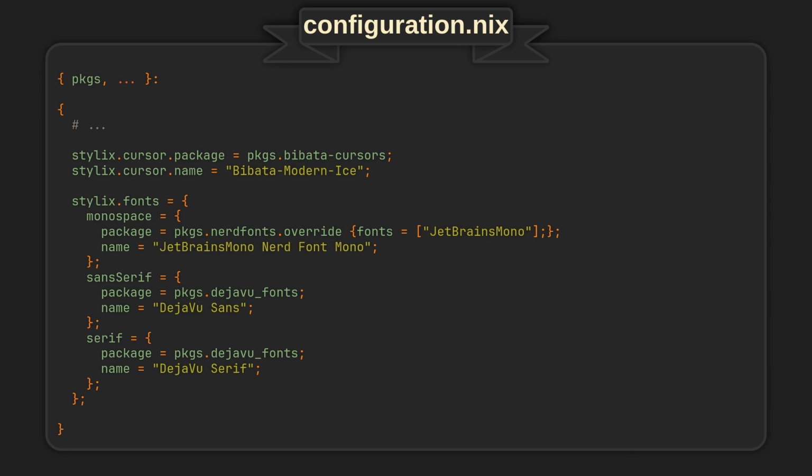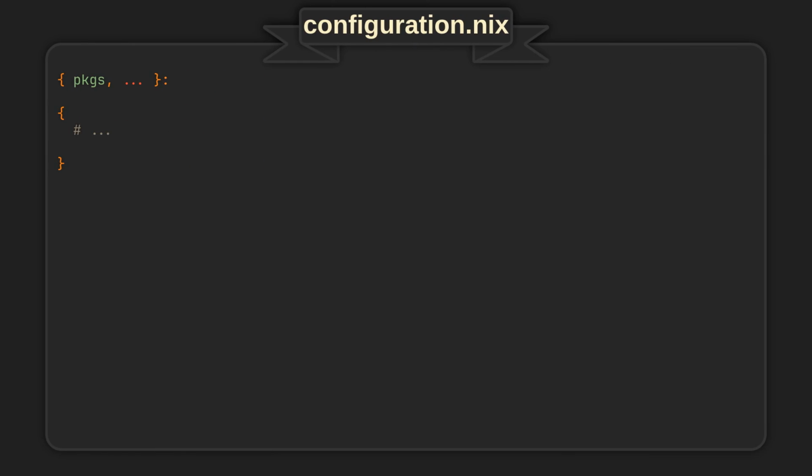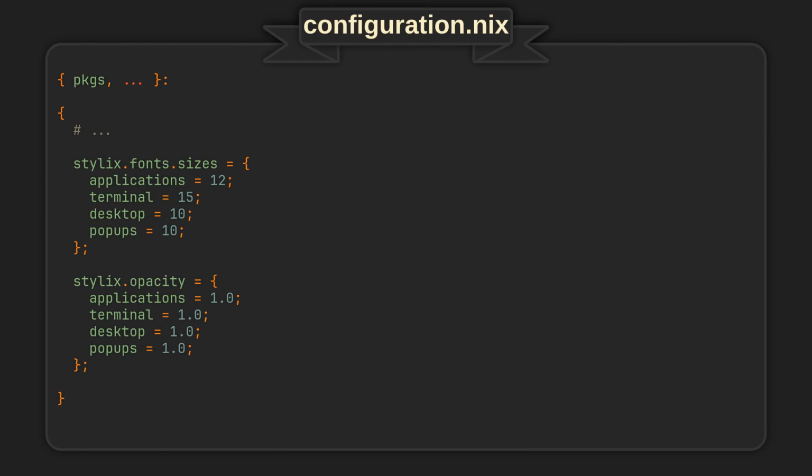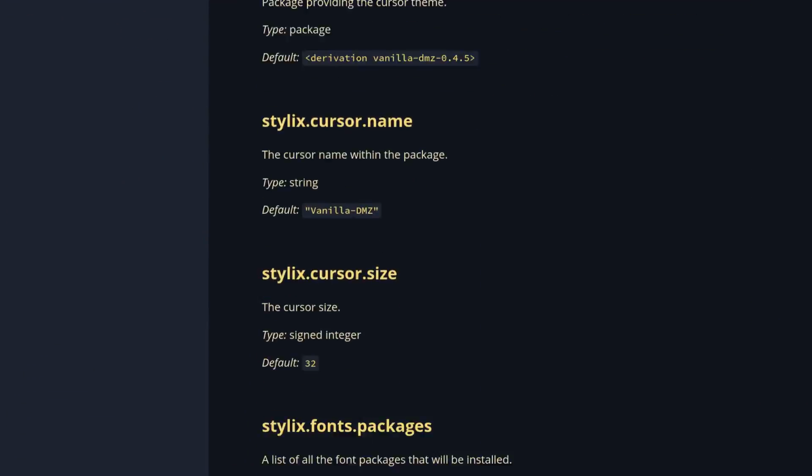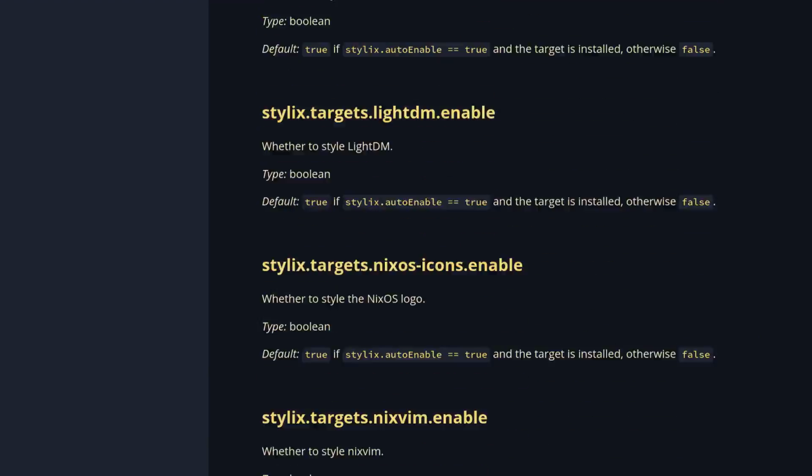You obviously don't want to have a monospaced font in your browser or a proportional font in your terminal, so Stylix will automatically choose the appropriate variant from the selected options. Other notable options include the ability to change font sizes and opacities for different types of programs, as well as the ability to select theme polarity to force generate a light or a dark theme. To explore these and many more options provided by Stylix, you can visit the Stylix book website via the link in the description.